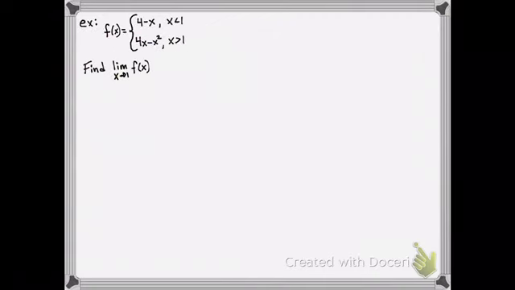Alright, so for this example, we've got a piecewise defined function, f of x, 4 minus x when x is less than 1, and 4x minus x squared when x is greater than 1, and our job is to find the limit as x approaches 1 of f of x. So you might be thinking, Krieger, I'm just going to go ahead and plug in 1, right? That's how we do limits. Great. Where do you plug in 1?